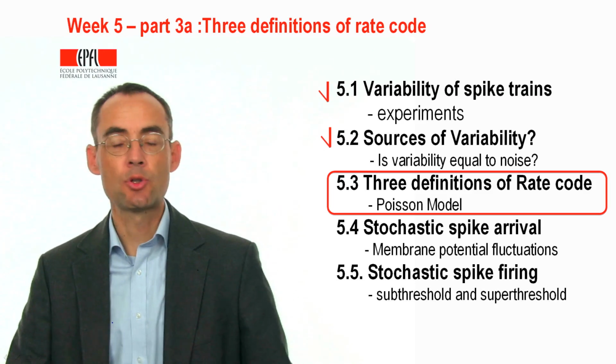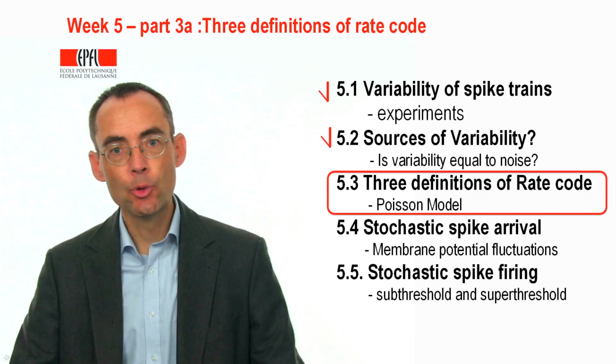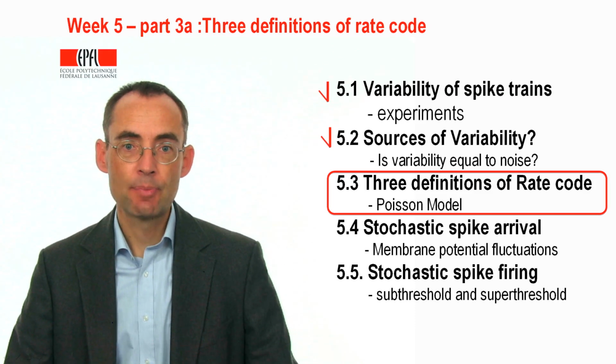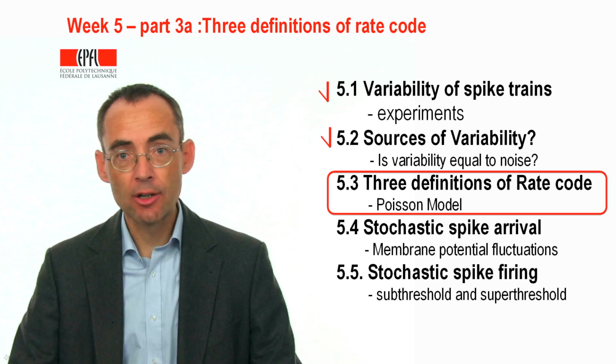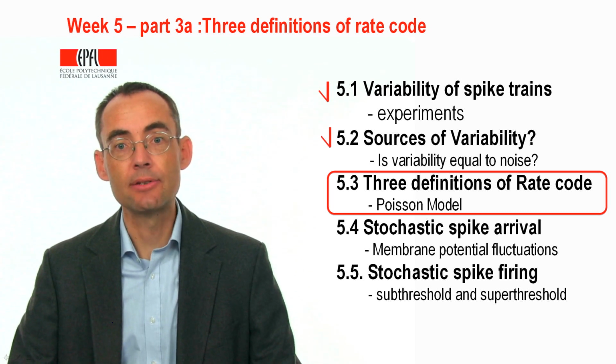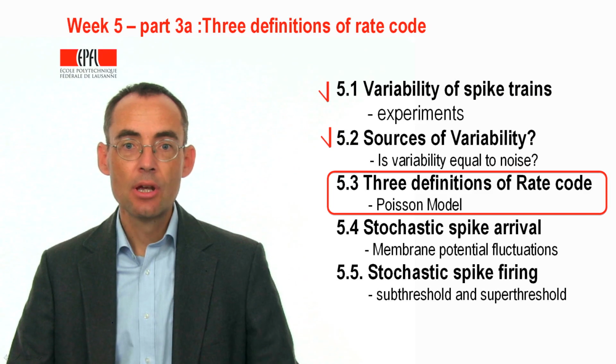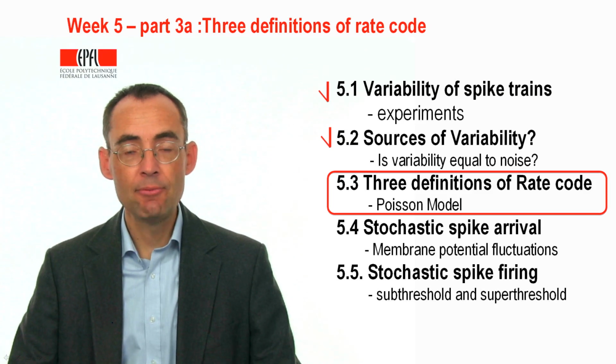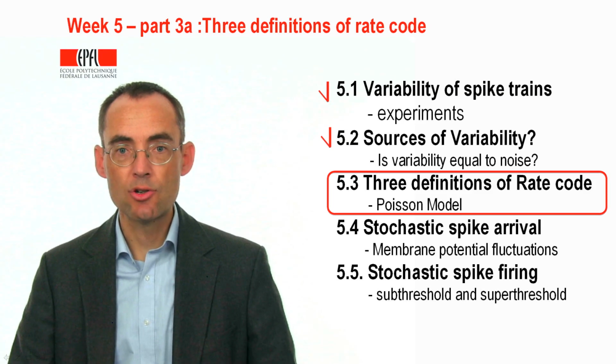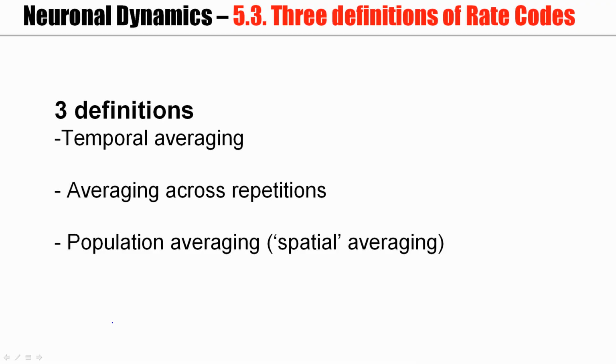In the previous two parts of this week, we have seen that neuronal signals vary. Spike trains are not regular, the membrane potential fluctuates. And then the question arises, how can we measure, how can we describe these fluctuations? There are in fact different ways of doing this.